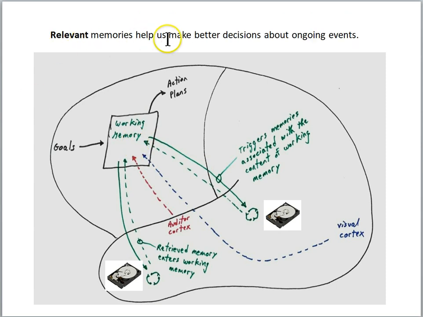Relevant memories help us make better decisions about ongoing events. So it's really handy, if we're currently perceiving some situation, to have the working memory system retrieve related information about what's currently happening in my environment. That's a nice memory system.